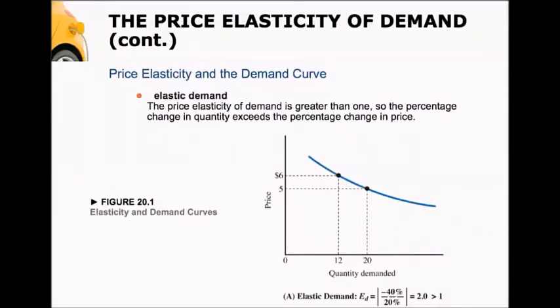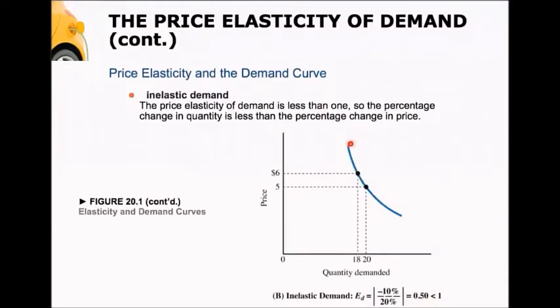You can think of it this way: when something is elastic, it's very responsive or very flexible. So when there's a relatively large change in quantity for a given change in price, we call that an elastic demand curve. Elastic means the price elasticity is greater than 1.